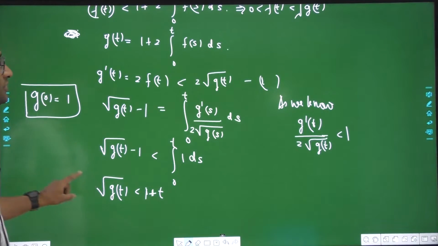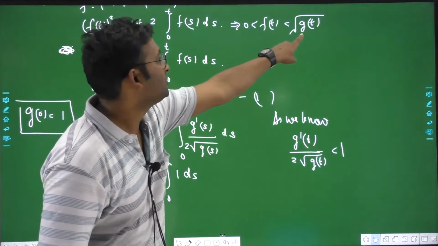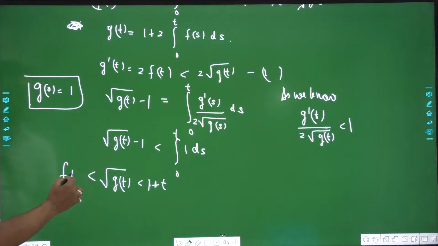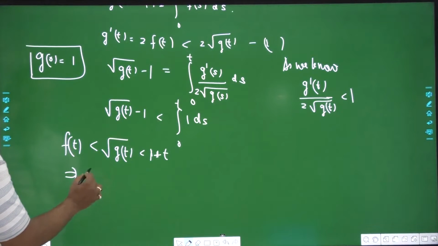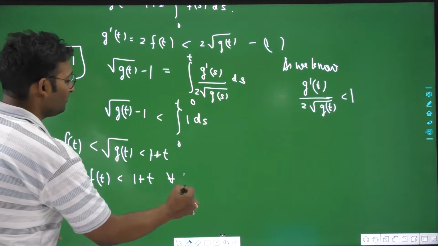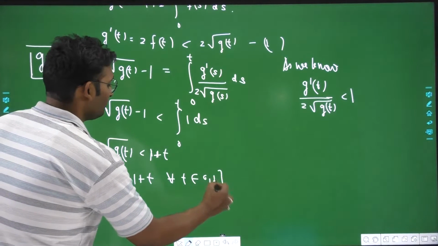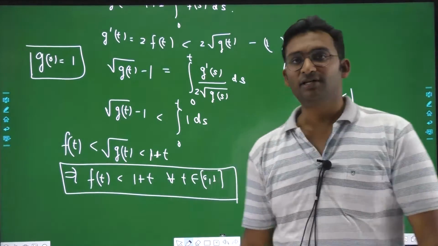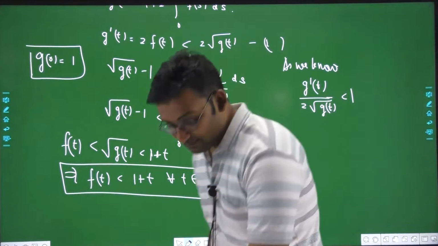And what is root over g(t)? You can clearly see that f(t) is less than root over g(t) and it is less than 1 plus t. So that implies f(t) will be less than root over 1 plus t for all t belonging to 0, 1. So therefore I can clearly see that f(t) is less than root over 1 plus t. So your option number 1 I believe is the correct answer.